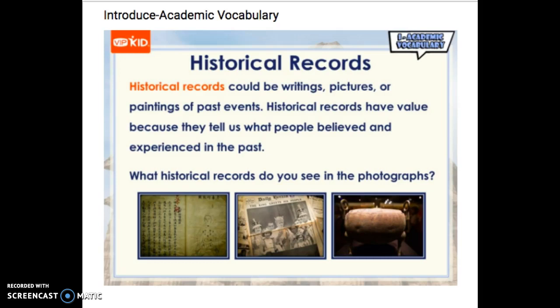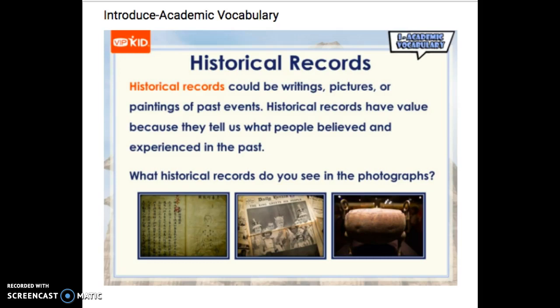We could talk about various historical records from different countries in order to bring in cultural references from other places. We might even draw pictures of other historical records not seen here, so they can add more vocabulary and understanding, the knowledge of historical records.